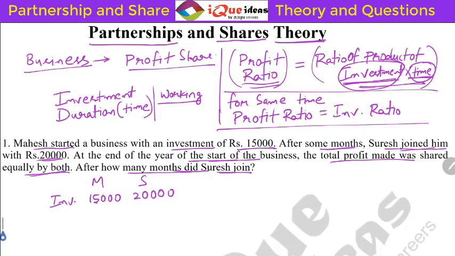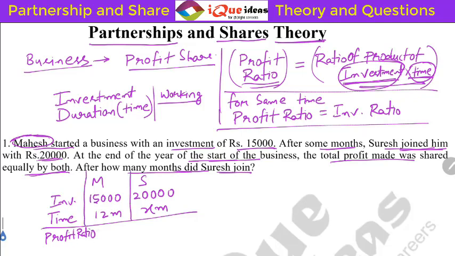Now see, Suresh joined later. Nothing is mentioned about Mahesh, so Mahesh was there by default for the entire period of 1 year. 1 year is 12 months. So the time duration for Mahesh is 12 months. Now Suresh, let's say it was X months. To find the profit ratio, you multiply the investment and time of each one. So for Mahesh, it will be 15,000 into 12, and for Suresh, it will be 20,000 into X.